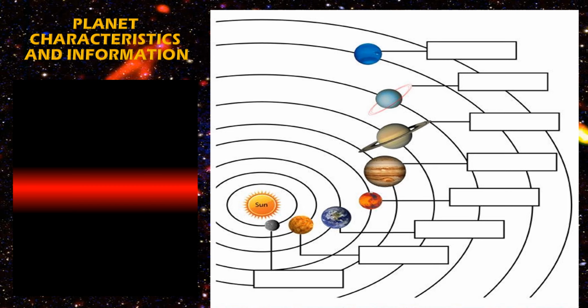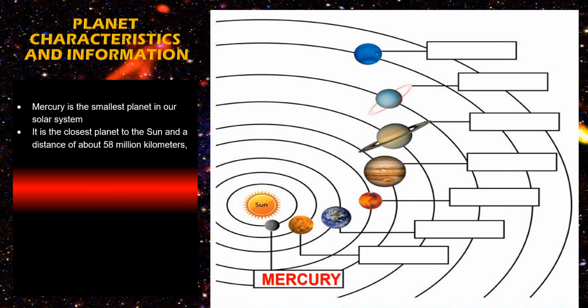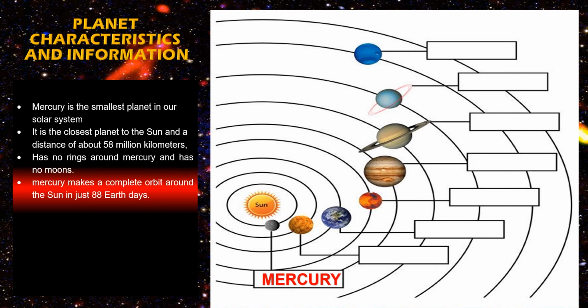And now, let us discuss the characteristics and information of the planet Mercury. Mercury is the smallest planet in our solar system. It is the closest planet to the Sun, at a distance of about 58 million kilometers. It has no rings and has no moons.